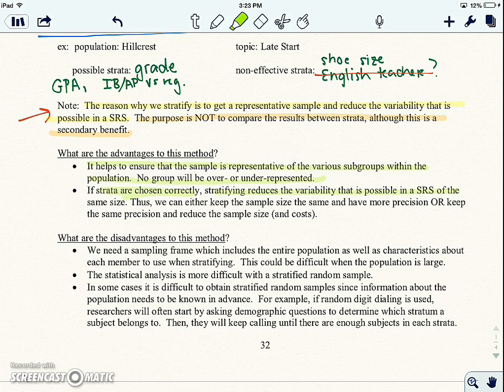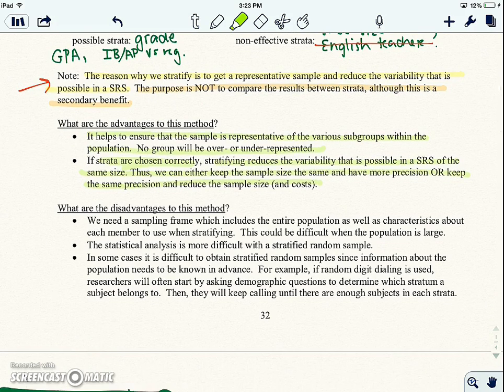Thus, we can either keep the sample size the same and have more precision, or keep the precision and reduce the sample size. We'll talk about that later. Disadvantages. We need a sampling frame which includes the entire population as well as characteristics about each member when stratifying. Okay, we knew all of the plots that the farmer had, and we knew which ones were close to the river and which ones weren't.